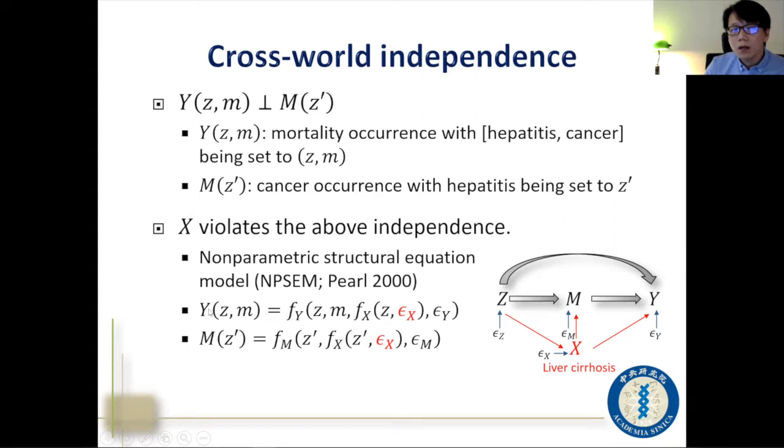And because these two notations share the function of X, even though they have different inputs z and z prime, they share the same epsilon x. So these two random variables are not independent because of the sharing of the epsilon x. So that's the simple explanation why, if there exists the X and this structure, they will violate this cross-world independence assumption.